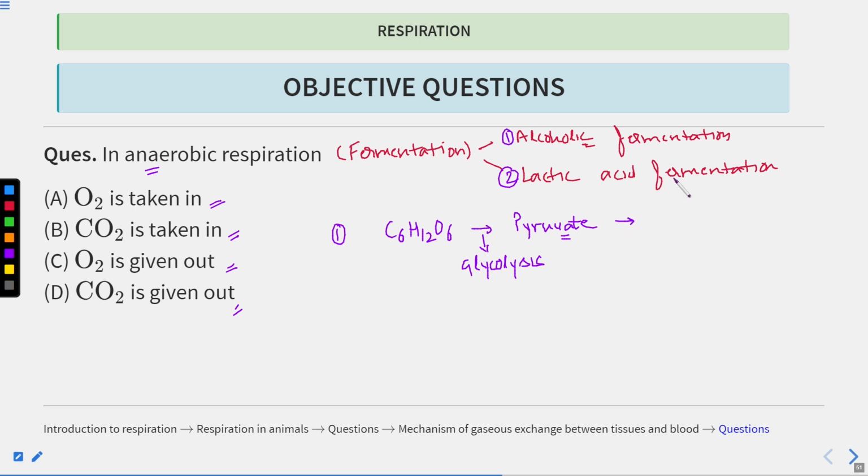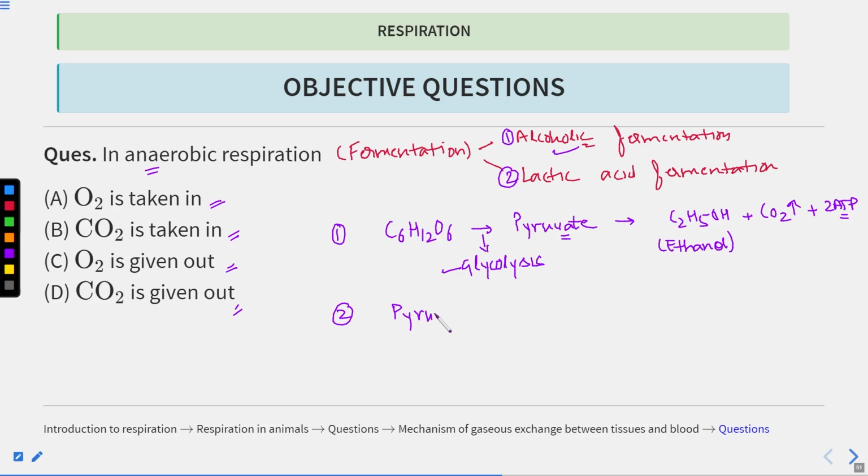So here pyruvate will form, if we talk about alcoholic fermentation, ethyl alcohol, that is C2H5OH. This is ethyl alcohol, also known as ethanol. Apart from this, carbon dioxide is produced as well as ATP. So 2 ATP are produced. Clear?